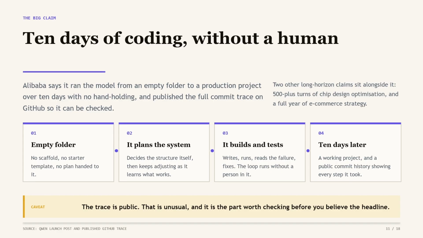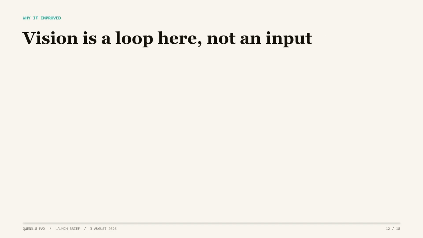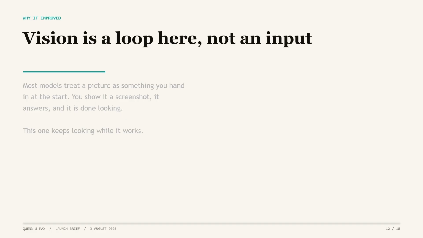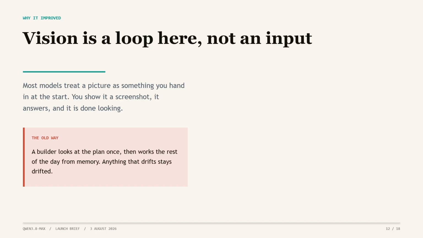Why is the vision score so high? That is the design idea behind it. In most models, a picture is something you hand it at the start. You show it a screenshot, it answers and stops looking. Think of a builder who reads the plan once in the morning, then works from memory all day. If something reads off the plan at 10 in the morning, it stays wrong until someone walks in.